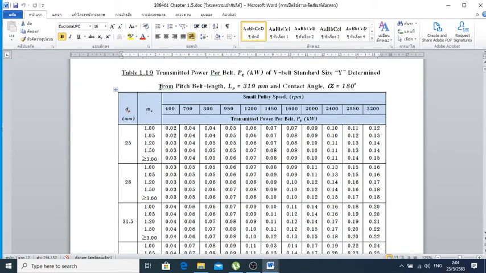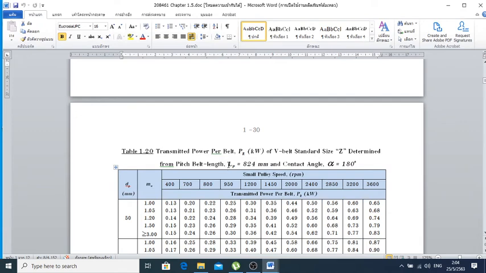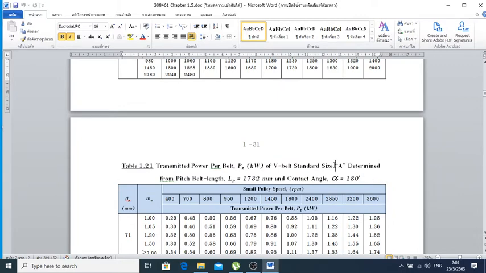So the Y1 refers to the pitch belt length of 319. This is characterized based on the reference of the L sub P of the Y. It's different for the Z belt: the L sub P reference is 824. And for the A belt, it references an L sub P of 1732 respectively. So each belt is different, with its own L sub P, and they can be characterized by each of them respectively.